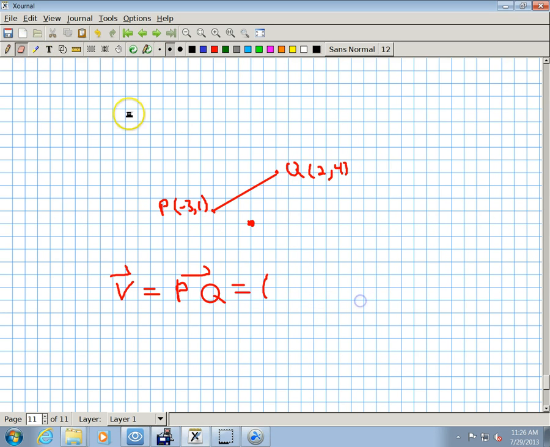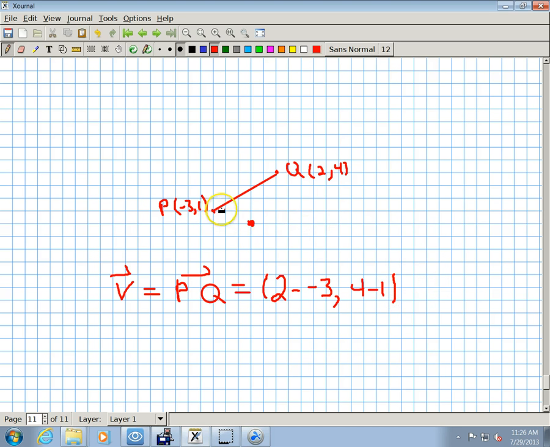Isn't that the same thing as taking where you're ending up, the 2, minus where you started, the negative 3, comma. What do you think you're going to do with the y's? I did 2 minus negative 3 for the x's. What are you going to do for the y's? 4 minus 1, same thing. Because isn't 4 minus 1 3 units? Isn't that how far you're going vertically?